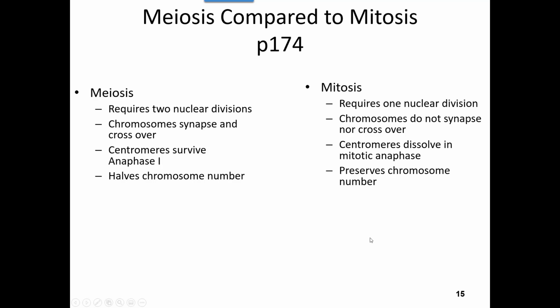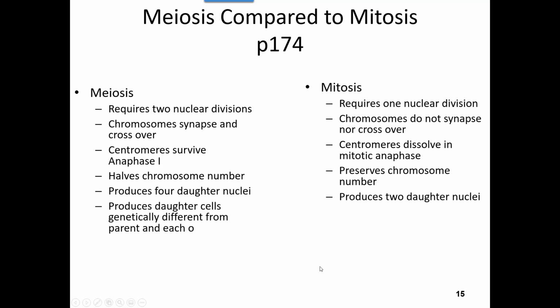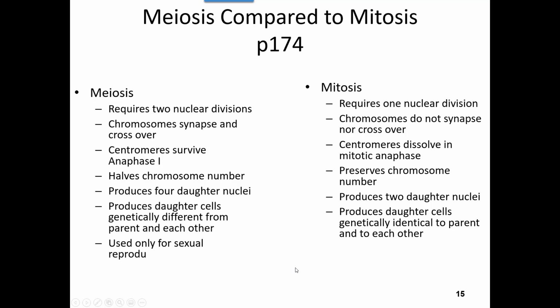Meiosis produces daughter cells genetically different from the parents because of that crossing over and how they line up. Mitosis, you have daughter cells that are genetically identical to the parents and to each other. Meiosis is used only for sexual reproduction, whereas mitosis is used for both asexual reproduction, such as in lots of different organisms like bacteria, and it's also used for growth and repair.